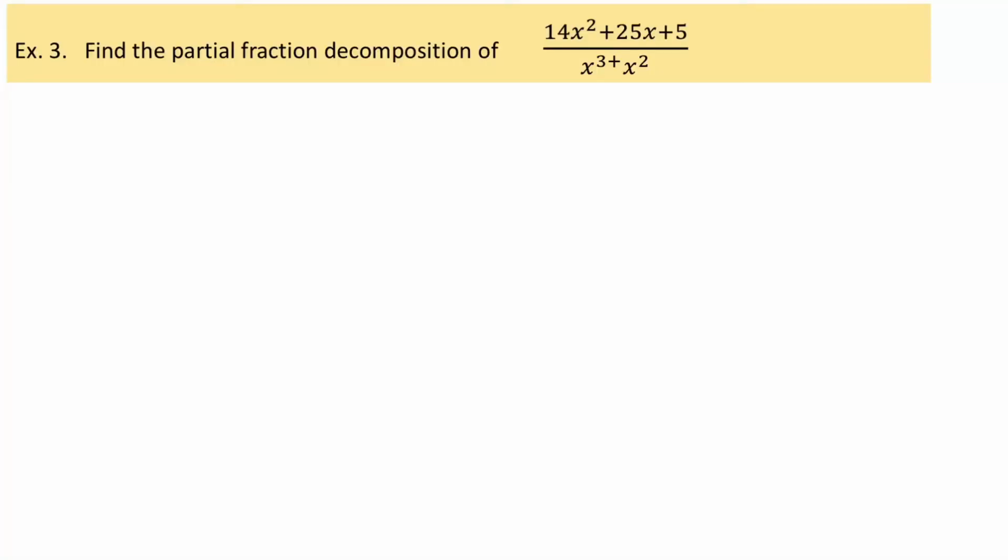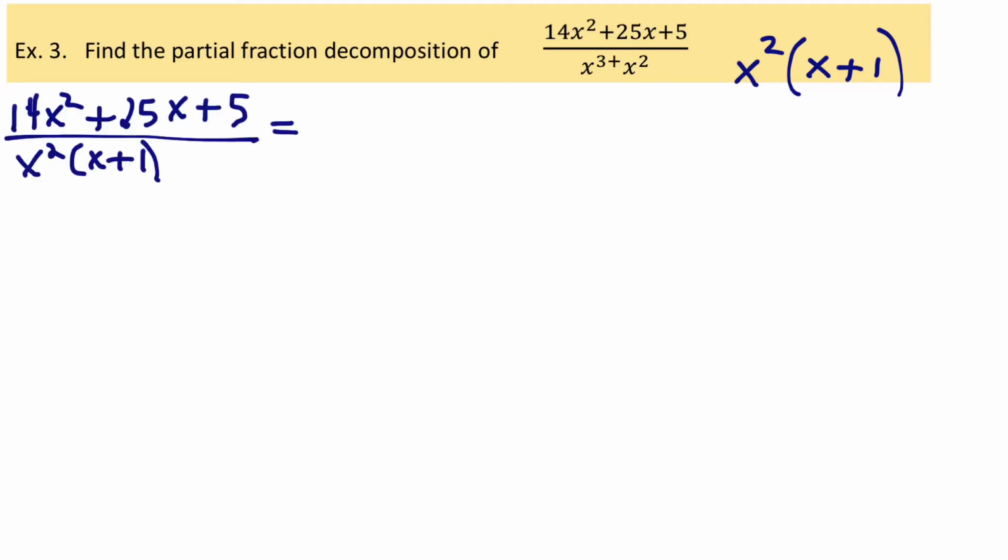So on the next example, the first thing I'm going to do is factor my denominator. I have a GCF of x squared, so that gives me x squared times x plus 1. So rewriting my fraction, I have this fraction here. I'm going to represent this as a sum of three partial fractions. The first one's going to have an x in the denominator, the second one an x squared, and the third one an x plus 1.